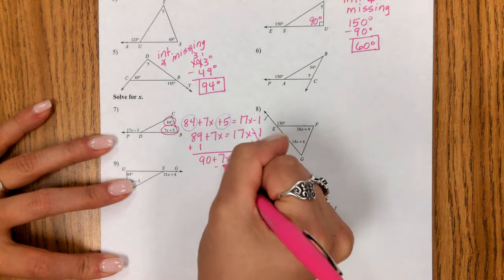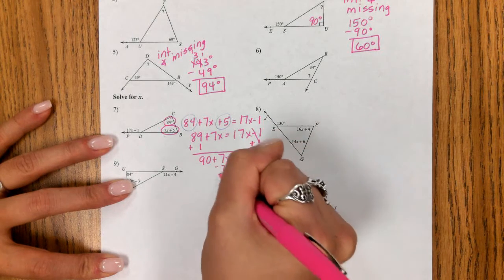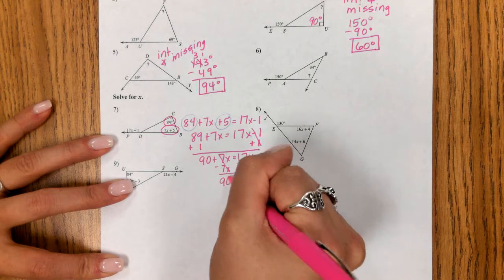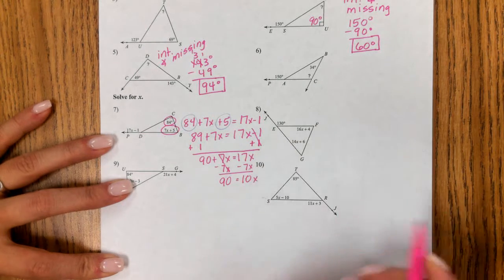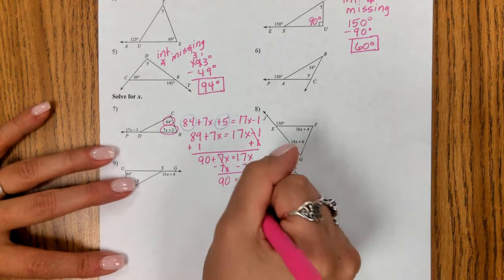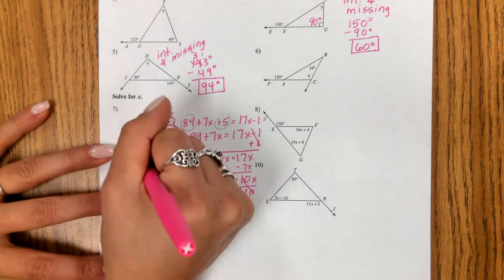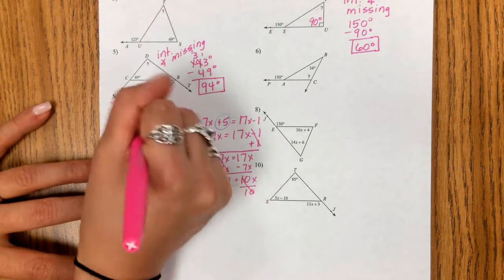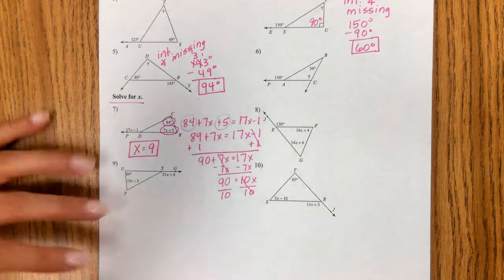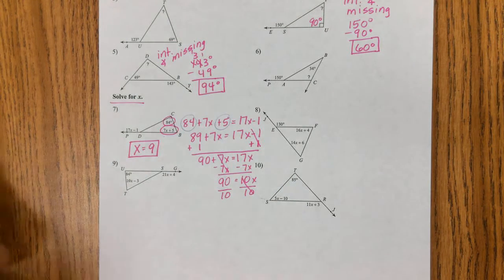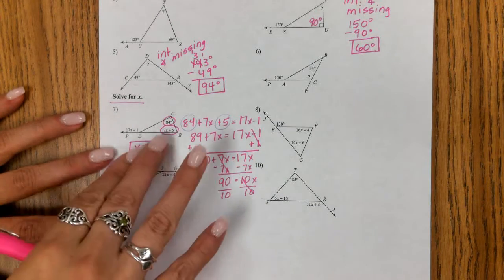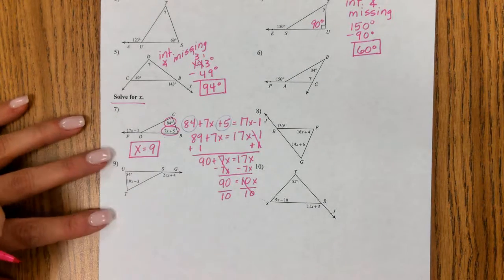Okay, I'm going to subtract 7x from both sides. That gives me 10x, which gives me a pretty easy algebra problem here. I'm going to divide by 10 on both sides. 90 divided by 10 is 9. Okay, we're solving for x here. We're not solving for the angle. All right. So basically, we should know how to do the algebra part. It's kind of just the setting up that we might have problems with.